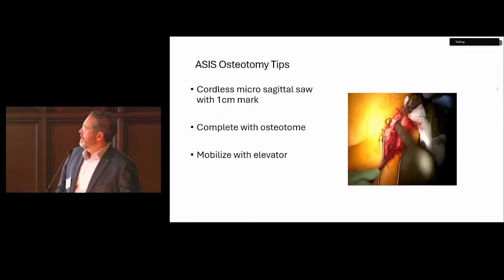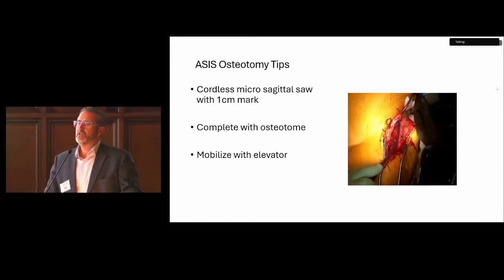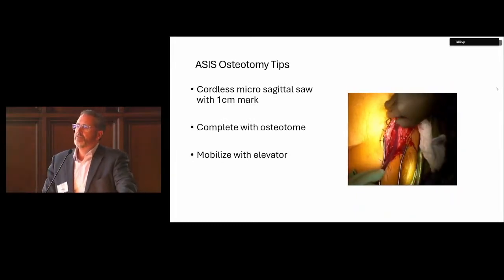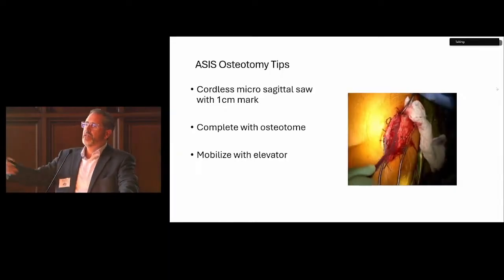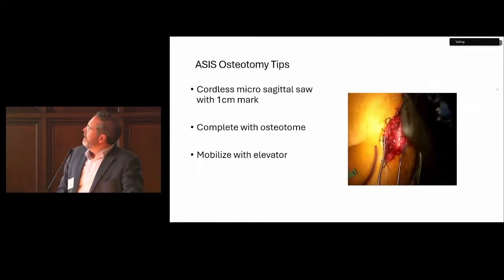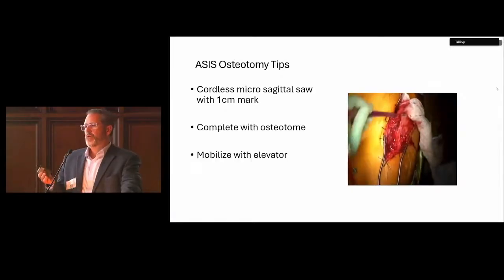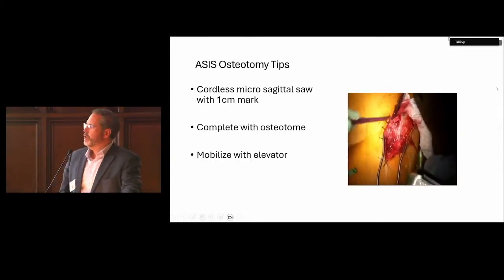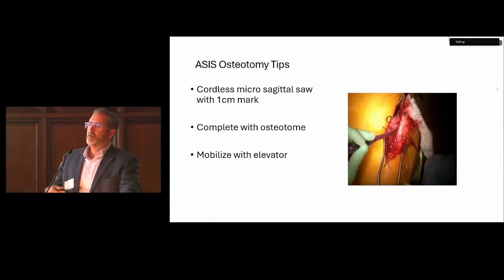So I think using a cordless saw has been something that's been nice for me compared to just another cord on the field that gets in your way. And then just get up to that medial cortex. I complete it with an osteotome and then mobilize the fragment with the soft tissues with an elevator.